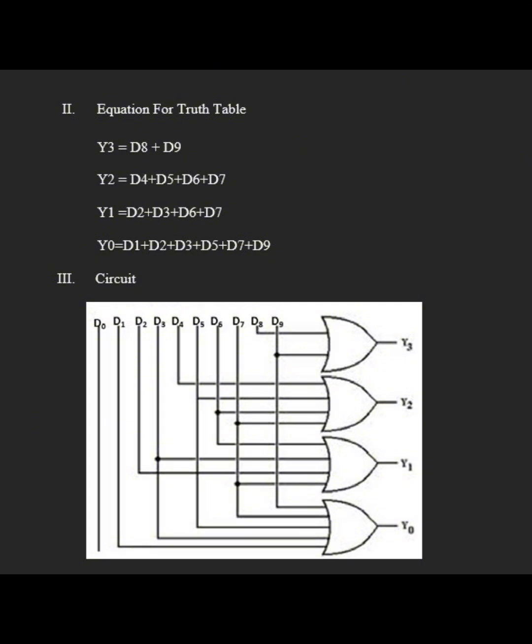Next, the Boolean equations. Based on the truth table, we derive the logic equations for each output bit by identifying which input lines trigger a high state for the specific output. The resulting equations are Y3 = D8 + D9, Y2 = D4 + D5 + D6 + D7, Y1 = D2 + D3 + D6 + D7, and Y0 = D1 + D3 + D5 + D7 + D9.